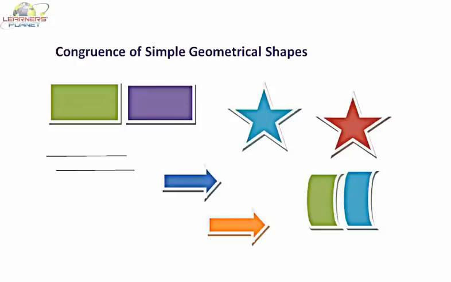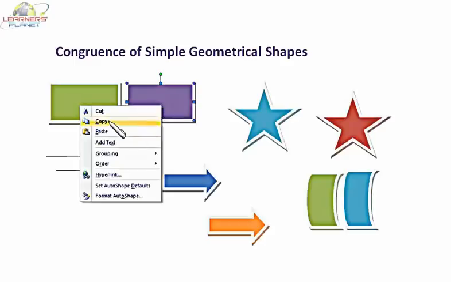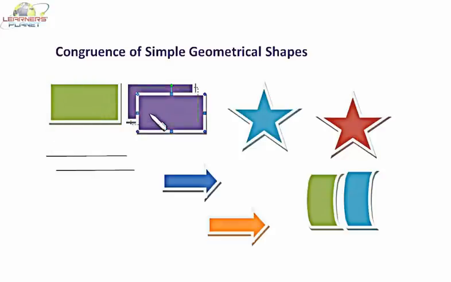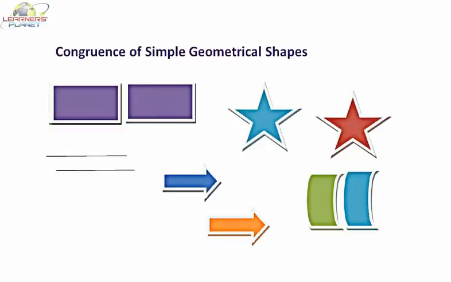Suppose I put this rectangle on the top of this rectangle. Now we cannot see the green rectangle over here. That means this rectangle and the previous one, both of them are the same or identical in shape and size. So we call them congruent shapes.